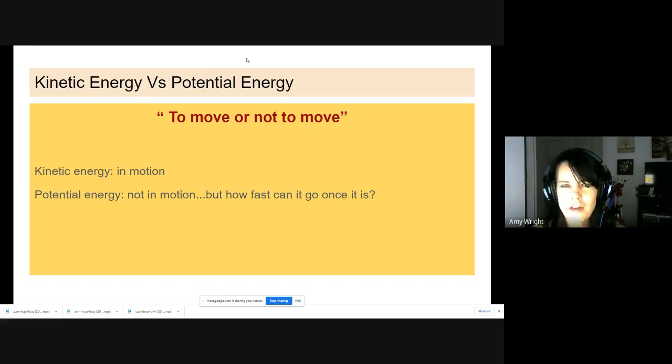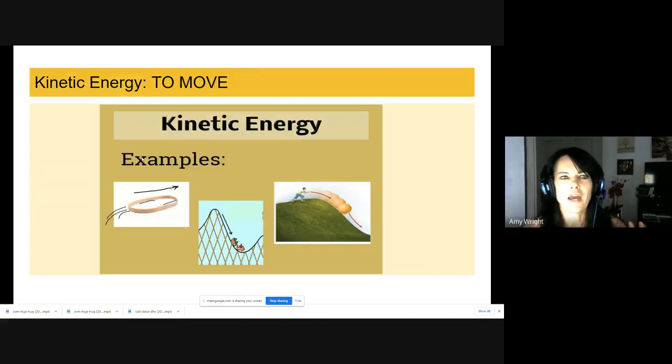However, how much potential energy will something have once it is in motion? And I'll explain a little bit more about that. So, kinetic energy, let's talk about it for a minute. As I said, it's anything in motion.